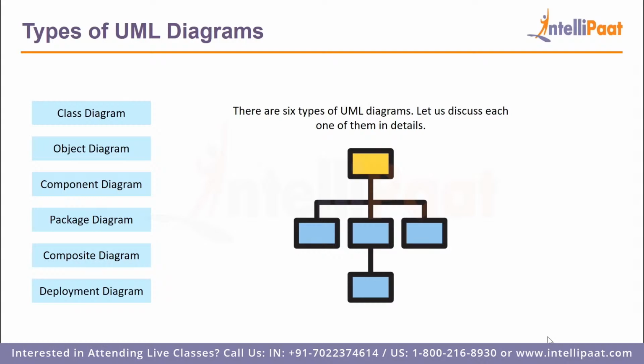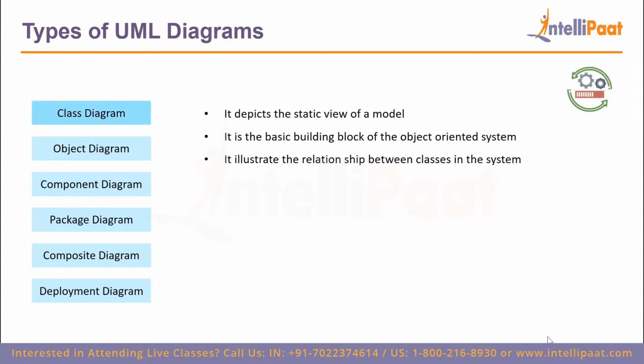Starting with the very first one, which is the class diagram. The class diagram is a central modeling technique that runs through nearly all object oriented methods, and this diagram describes the types of objects in the system and various kinds of static relationship which exist between them. It depicts the static view of a model, it is the basic building block of the object oriented system, and it illustrates the relationship between classes in the system.